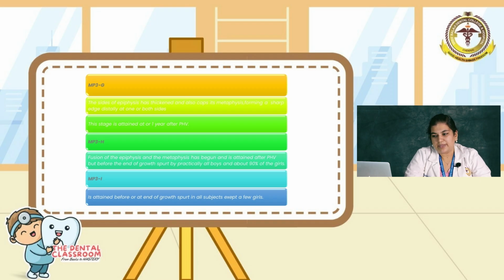The next is the MP3H stage, which is the fusion of the epiphysis and diaphysis, and the MP3I stage, which is at the end of the growth spurt where everything is fused, the adductor sesamoid has appeared and all is good.